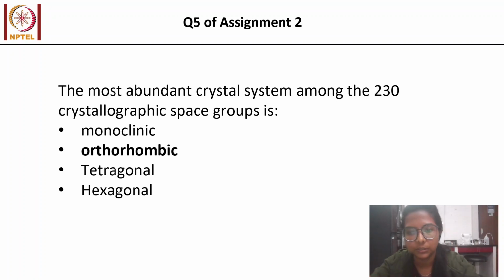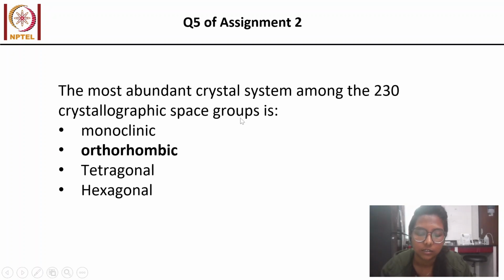In between the least symmetric and the most symmetric, we have the remaining ones. After triclinic, we have monoclinic. In monoclinic, alpha and gamma are equal, and beta is not equal. Then we have the orthorhombic, then tetragonal, then hexagonal.